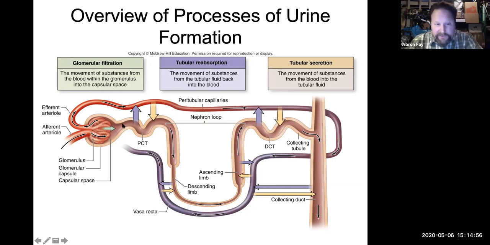So as the filtrate passes through the proximal convoluted tubule, see this purple arrow? You want to reabsorb the good stuff: nutrients, vitamins, all the stuff you want to hang on to. You don't want that lost in urine, so the body will actively and selectively transport that out of the proximal convoluted tubule and back into the blood supply.